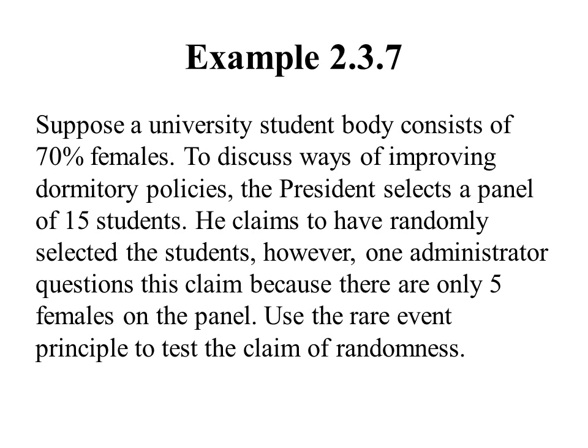Suppose a university student body consists of 70% females. To discuss ways of improving dormitory policies, the president selects a panel of 15 students. He claims to have randomly selected the students. However, one administrator questions this claim because there are only 5 females on the panel. Use the unusual event principle to test the claim of randomness.